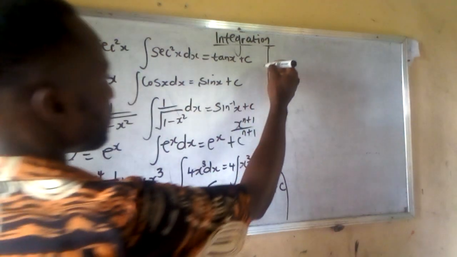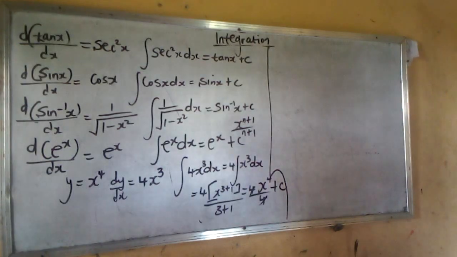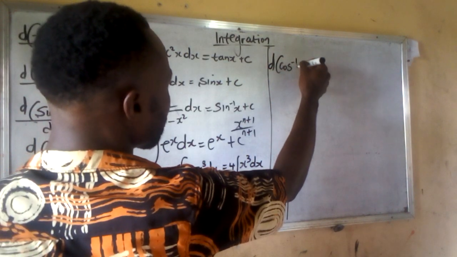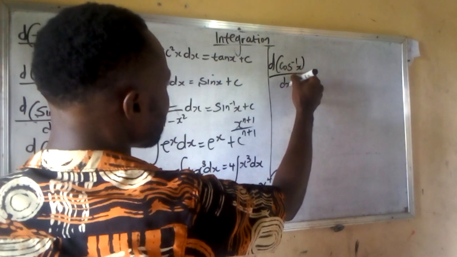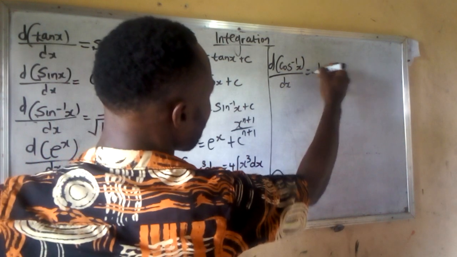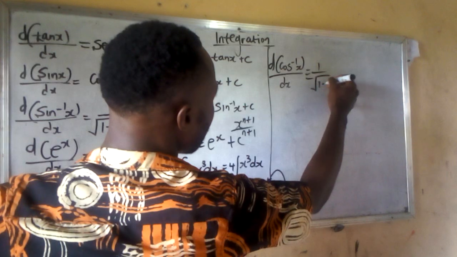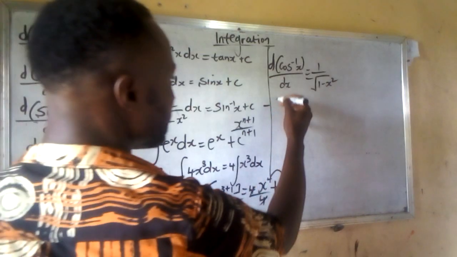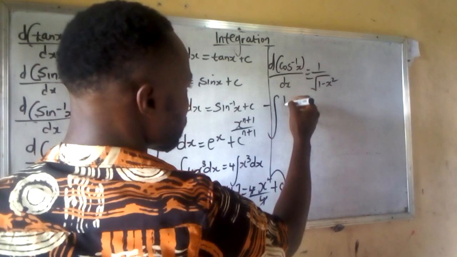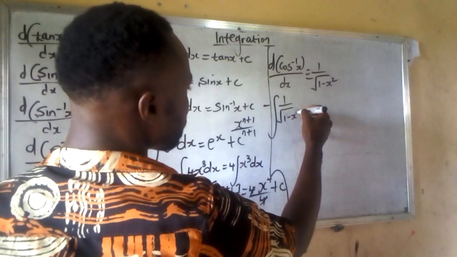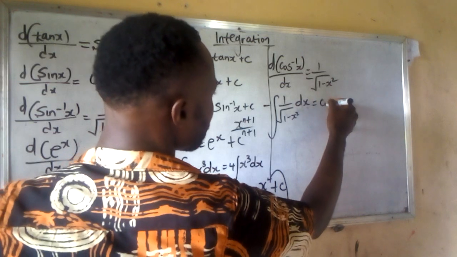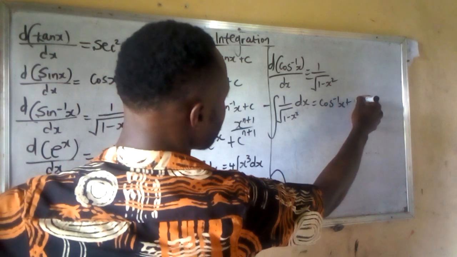Another practical example is the derivative of this with respect to x is equal to what? Is equal to 1 minus what? x squared. That means that when I want to integrate this, that is 1 minus x squared, with respect to x, it is equal to minus this plus c.